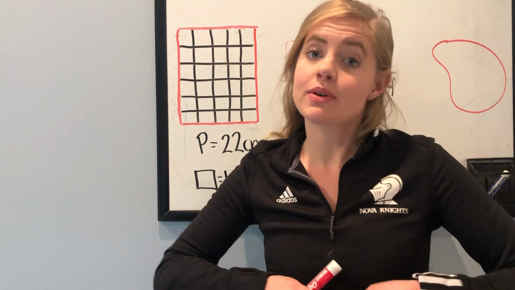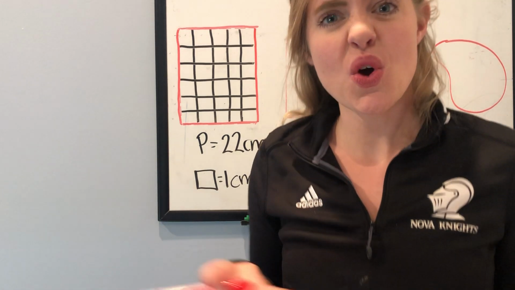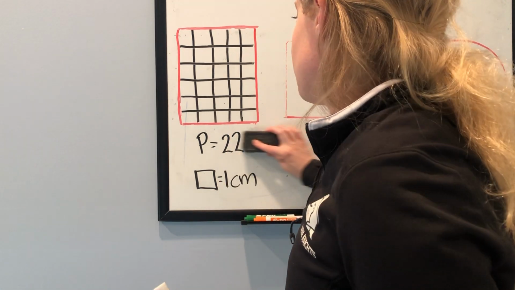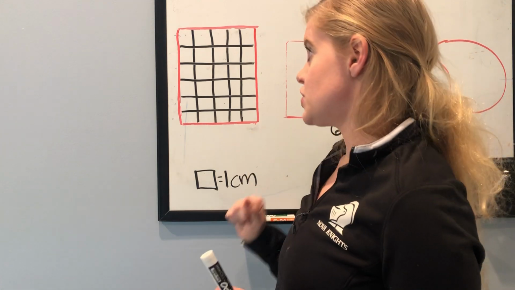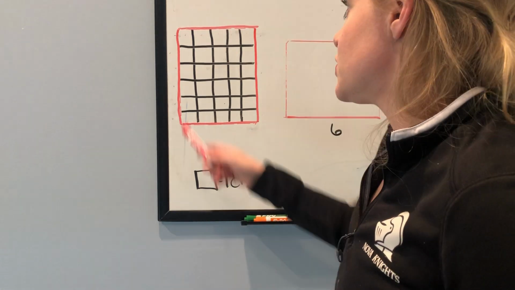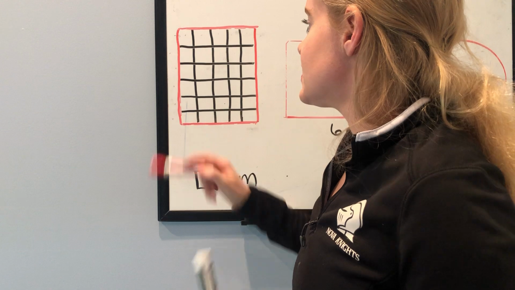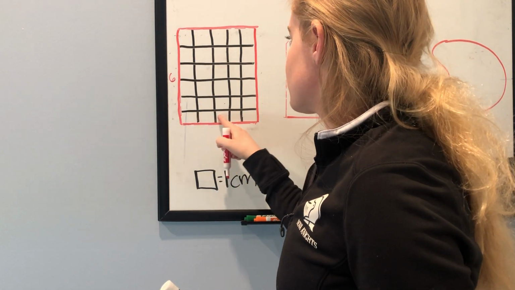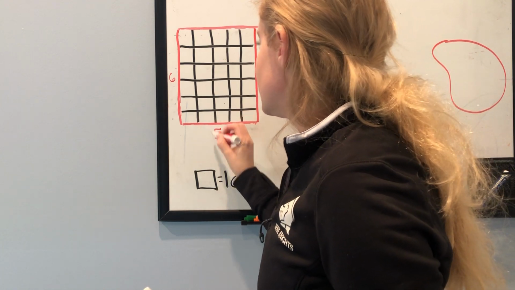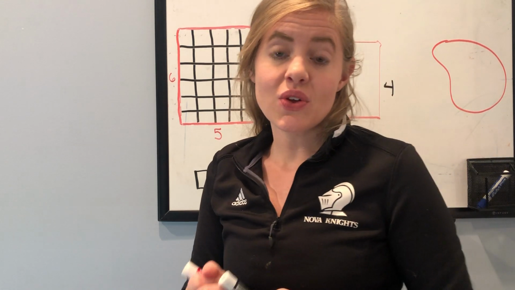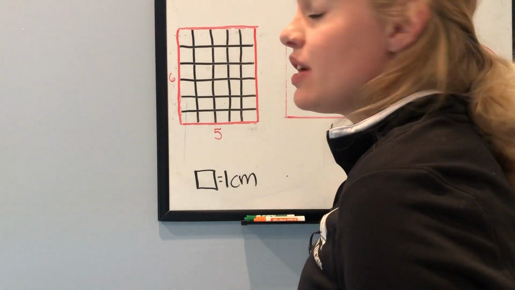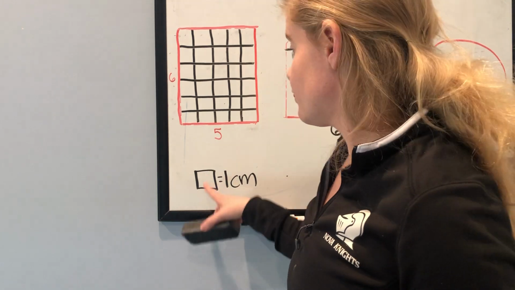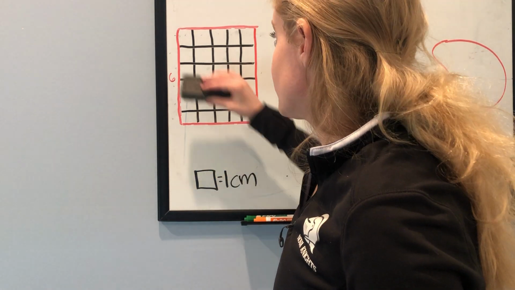I know last week we talked about how area and perimeter go hand in hand, but they are different. So let's say we're looking at the area of this shape. We learned last week that we can just count: 1, 2, 3, 4, 5, 6, and 1, 2, 3, 4, 5. 6 times 5 is 30. So the area of this shape is 30 centimeters squared, because we're going to have 1 unit be 1 centimeter. Okay?